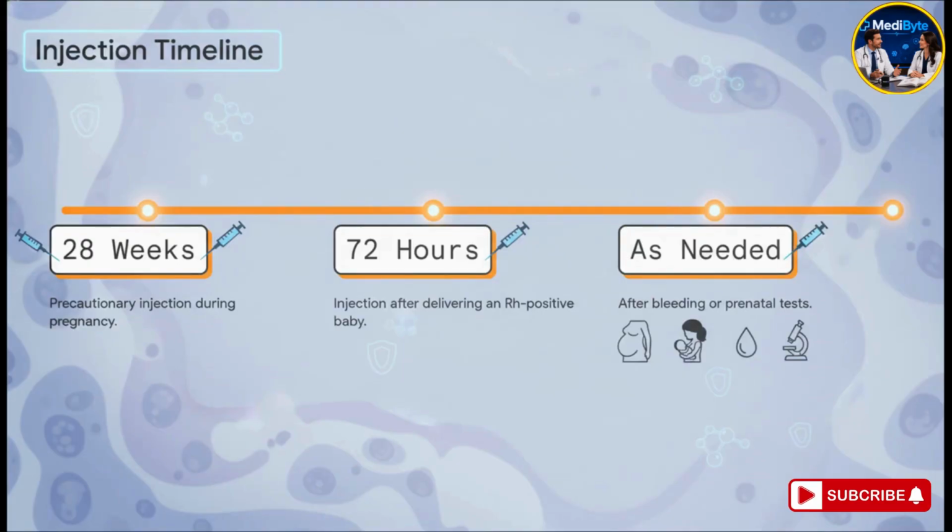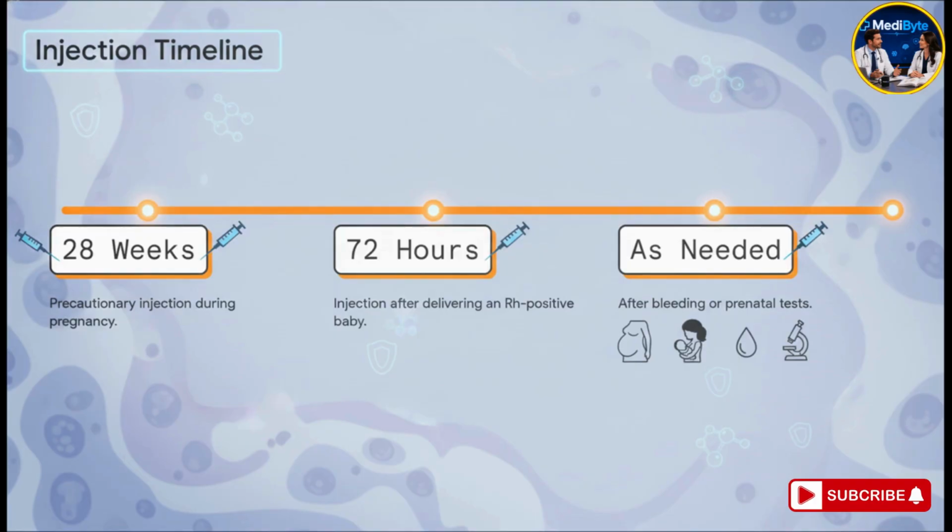The timing is absolutely everything with this shield. Doctors map this out perfectly. A mom will receive a precautionary injection right at 28 weeks of pregnancy. Then, if she delivers an Rh-positive baby, she's going to get another shot within 72 hours after delivery, just to sweep up any cells that might have mixed during birth.